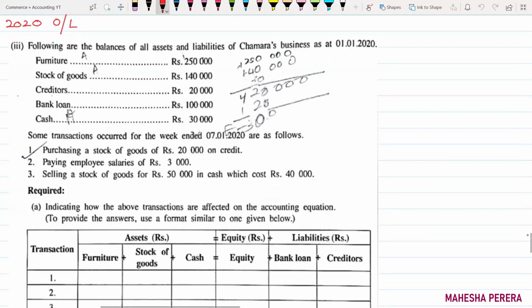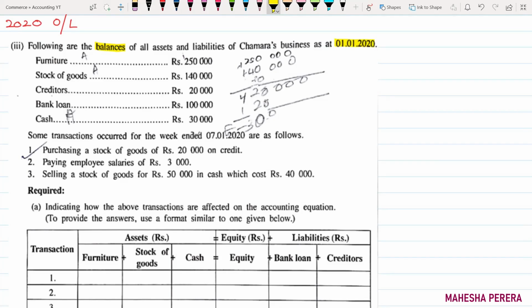Okay, next paper, 2020 O-level paper. Again, question number 5, Roman figure 3. Following are the balances of all the assets and liabilities of Chamara's business as at 1st of January 2020. So what are these balances? These are opening balances. As at when? As at 1st of January 2020. Furniture, it's an asset. Then stock, asset. Creditors, it's a liability. Bank loan, it's a liability. Once again, cash.